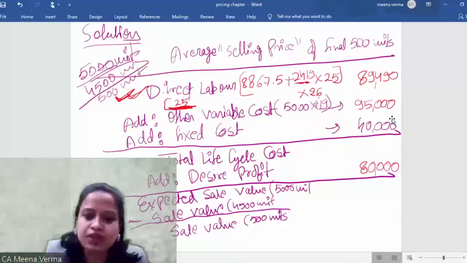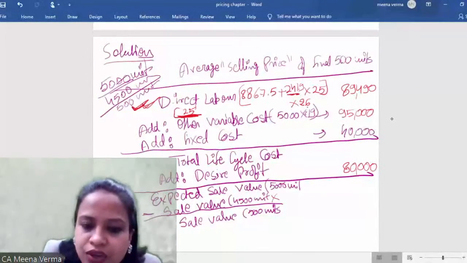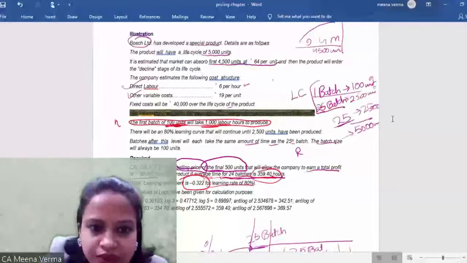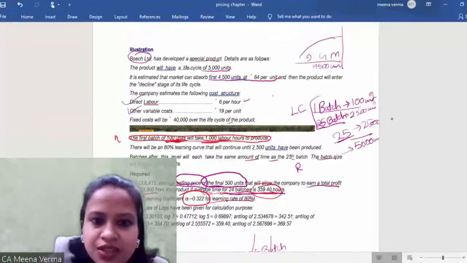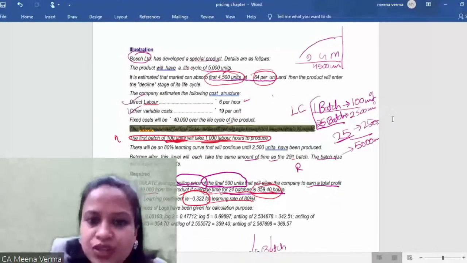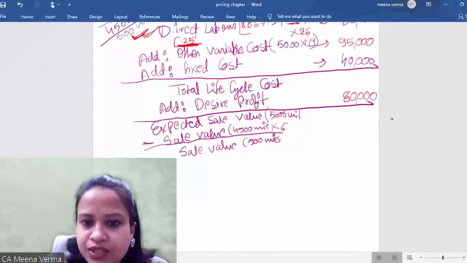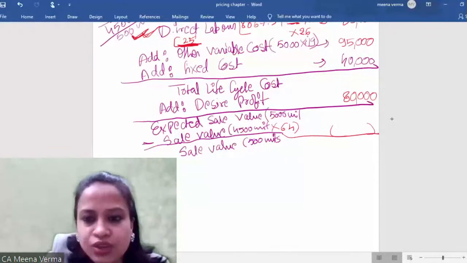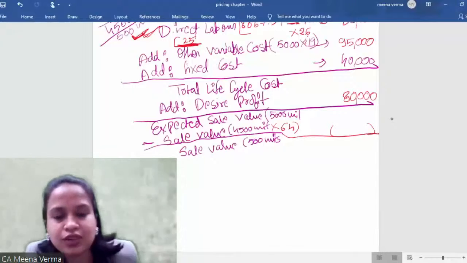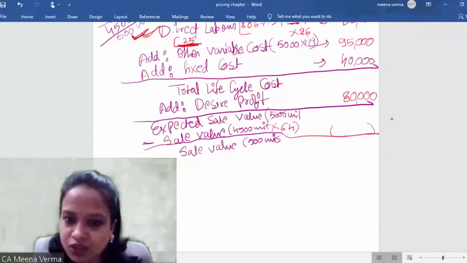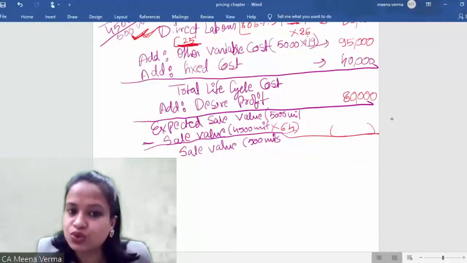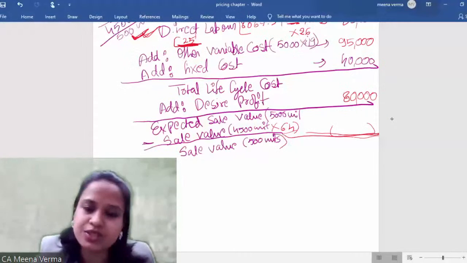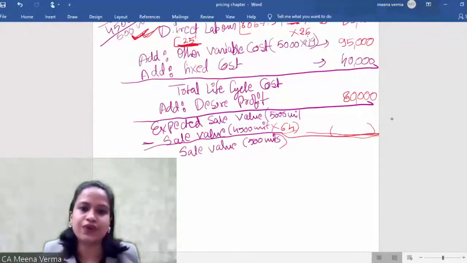Then how can we calculate the sale value of 4,500? The selling price per unit is given somewhere. For 4,500 units, 64 per unit is the selling price, so you can multiply with 64 and this value will come here. For 5,000 units, you will calculate the value, and they have already mentioned that up to the maturity stage, you can sell your product at rupees 64 per unit. So you can get the total sale value up to maturity. After subtracting this, you can get the value for the next 500 units.